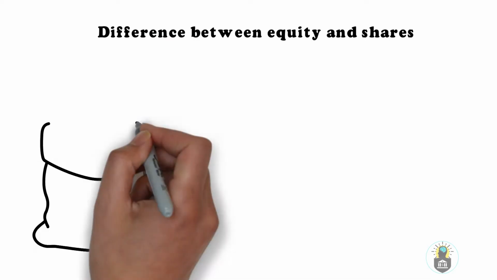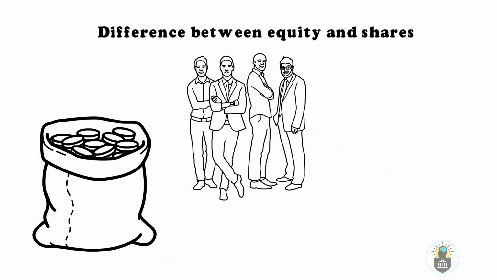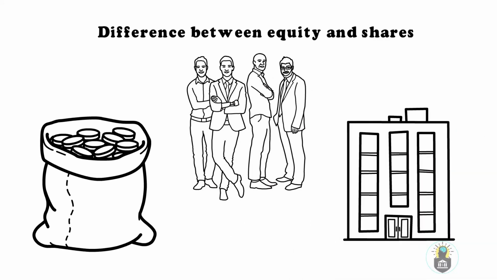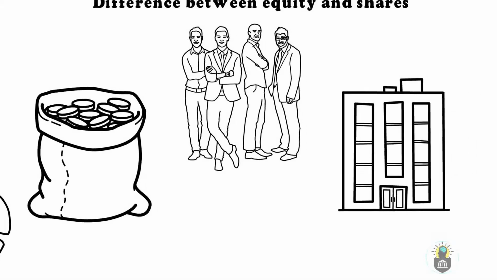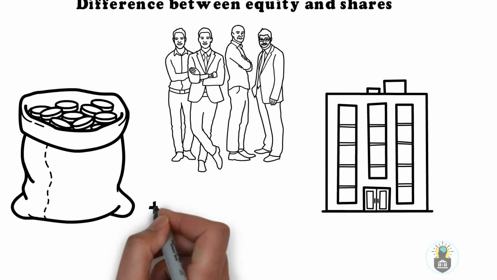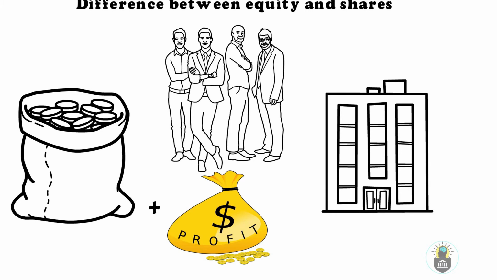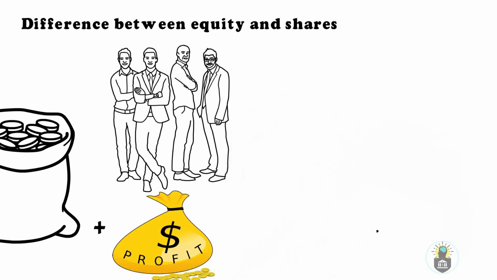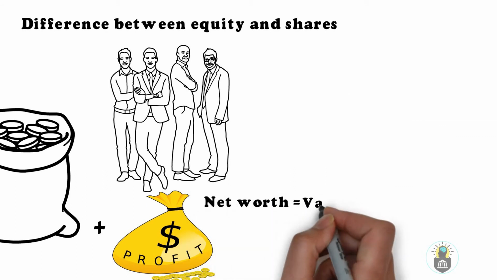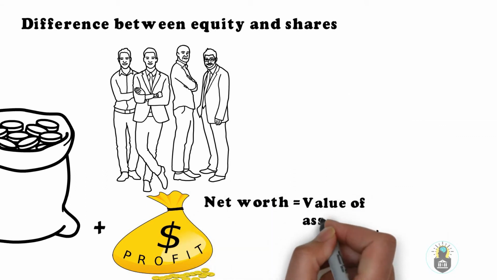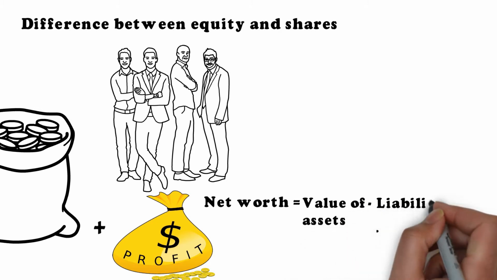Difference between equity and shares. Equity is the capital invested by owners in a company, whereas shares are the division of capital or equity. Let us understand a bit more so that no confusion is left behind. Equity is the capital invested by owners along with the profit earned by the company over time. This is sometimes also called the net worth of the company, which is defined as the value of assets minus liabilities.